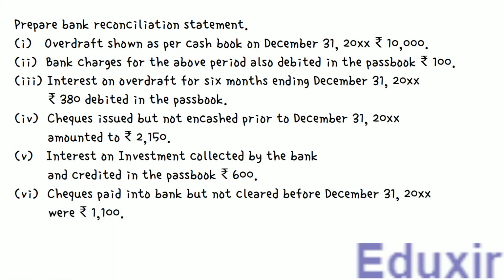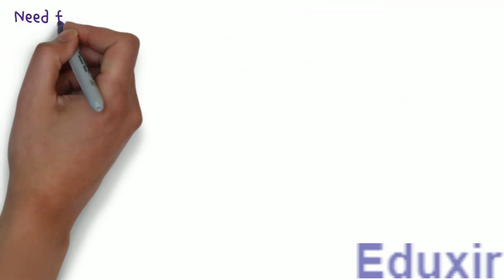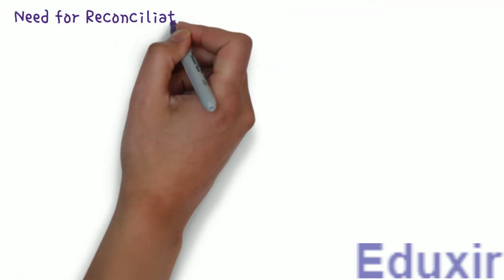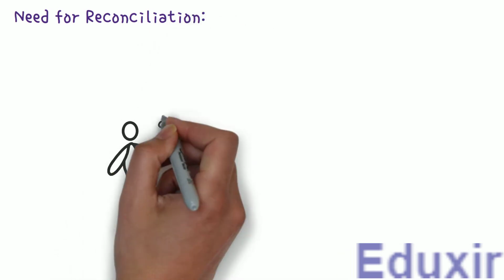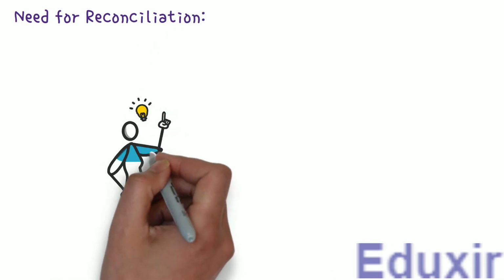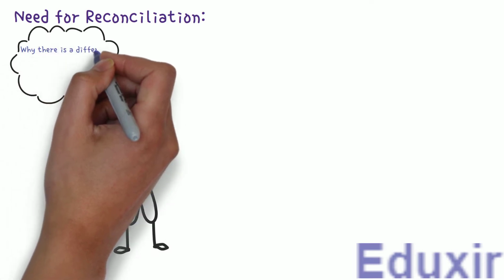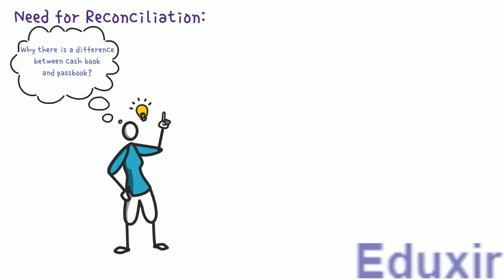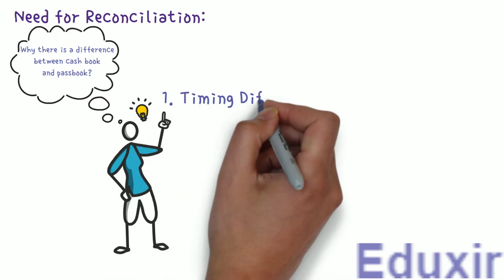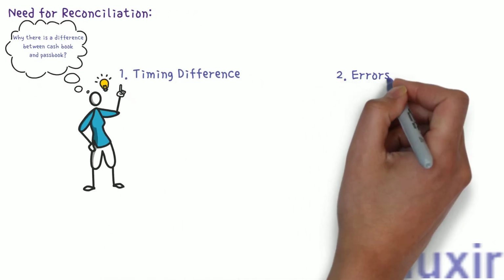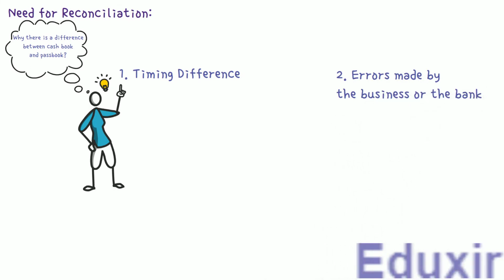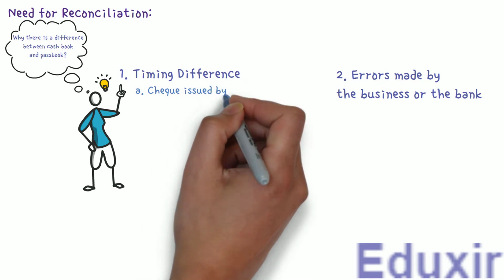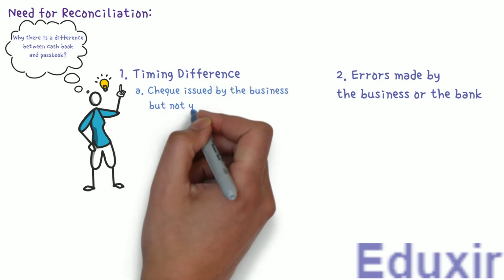Before we proceed with the analysis of these particulars, let us first recap about why there is a need for reconciliation. By preparing the bank reconciliation statement, we get an idea about why there is a difference between the cash book and the passbook. The difference could be due to timing difference on recording the transaction, errors made by the business or the bank. Few reasons of the timing difference are checks issued by the business but not presented for the payment.